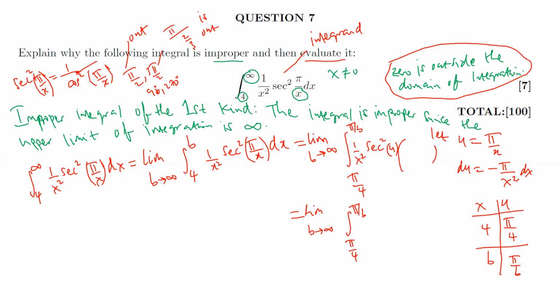The new variable is u. If the new variable is u, then from this equation here we're going to get minus, what is the x? It's minus x squared over pi. du is minus x squared over pi du. So we have this.